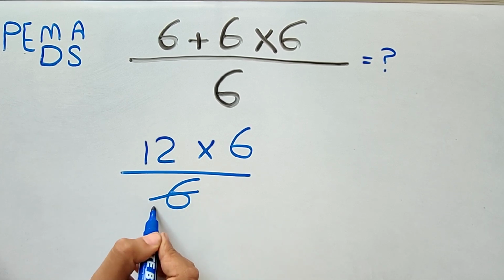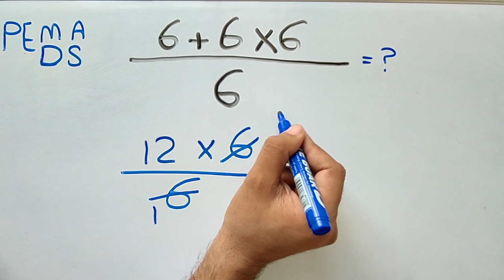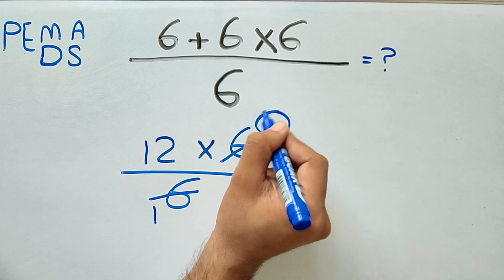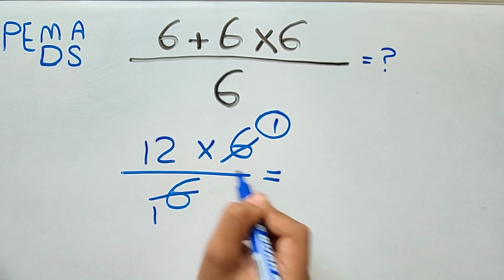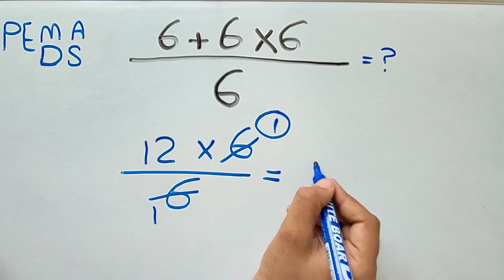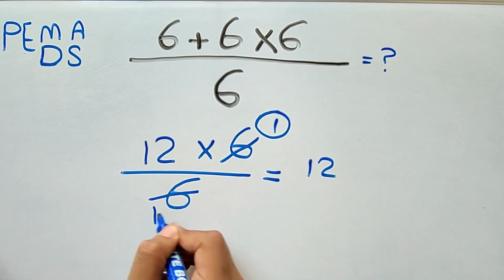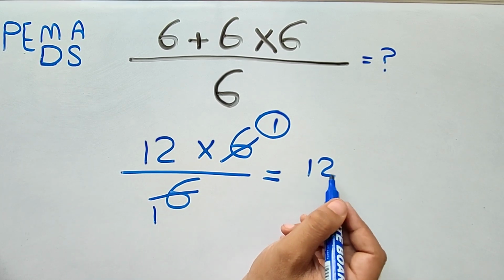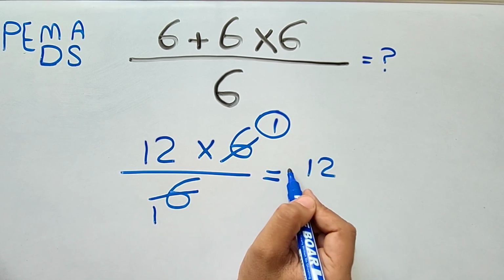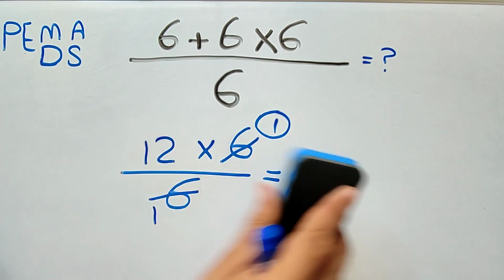6 divided by 6 gives us 1, and 6 divided by 6 gives us 1. And now 12 times 1 gives us 12 over 1, that is 12. But this answer is not correct.